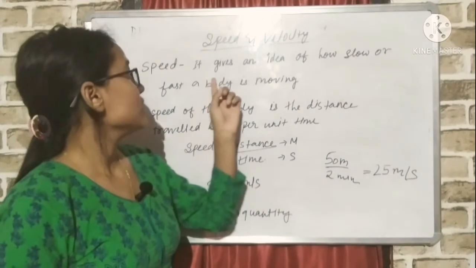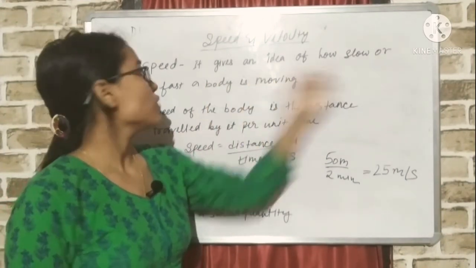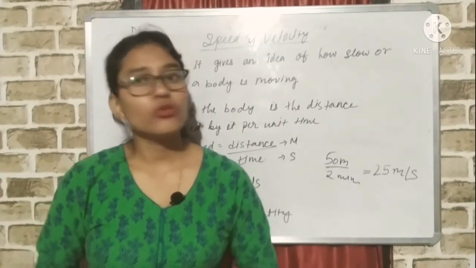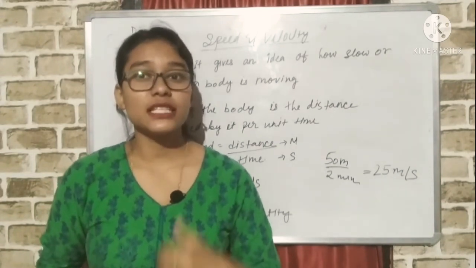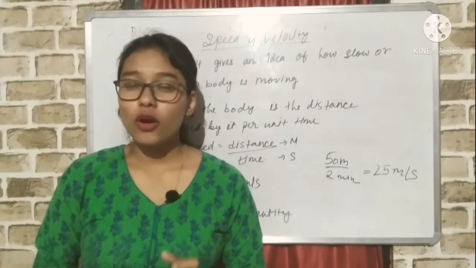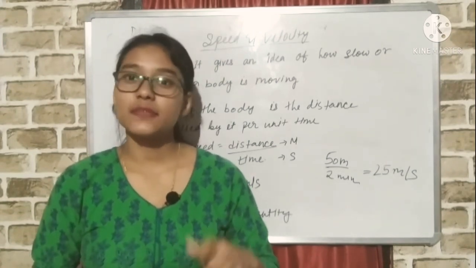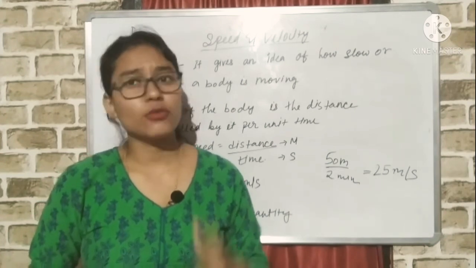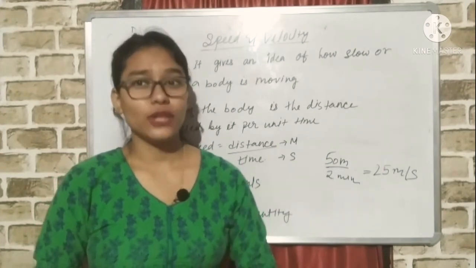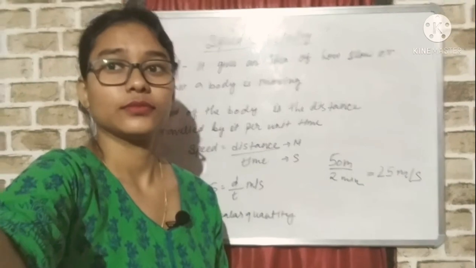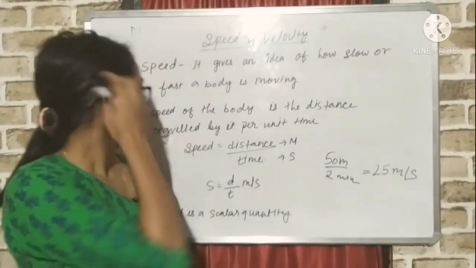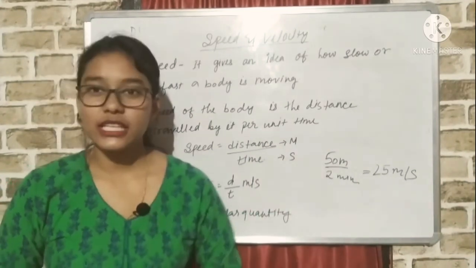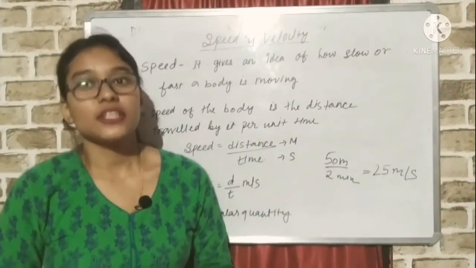You see, speed gives us an idea of how slow or fast a body is moving. When we see an object moving very fast, we say the speed is very fast, right? When an object is moving very slow, we say the speed is very slow. So, it gives us an idea whether the body is moving fast or slow. Okay. Now you see, the speed of a body is the distance traveled by it per unit time. So how can we calculate the speed of a body?